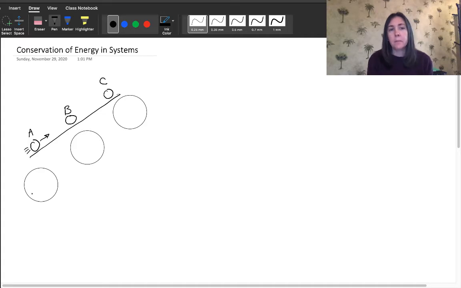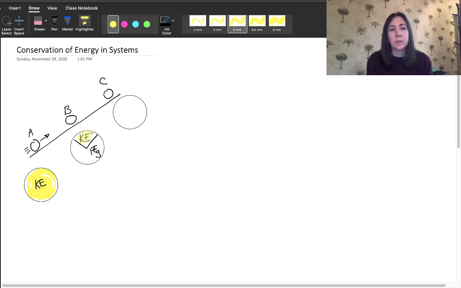So at the bottom of the hill, this ball has all kinetic energy. So if we think of this as a pie, think of the circle as a pie chart, we can see that this whole pie is kinetic energy. As the ball rolls up the hill, the kinetic energy will be converted into potential energy. And so partway up the hill, we'll have some kinetic energy and we'll have some potential energy. And that potential energy is going to be gravitational potential energy.